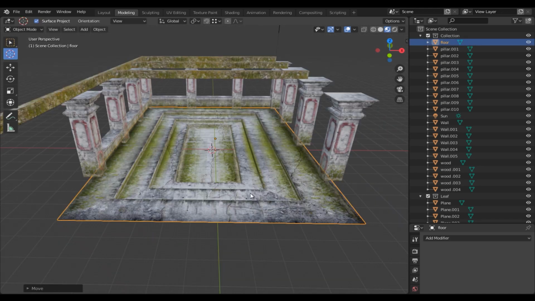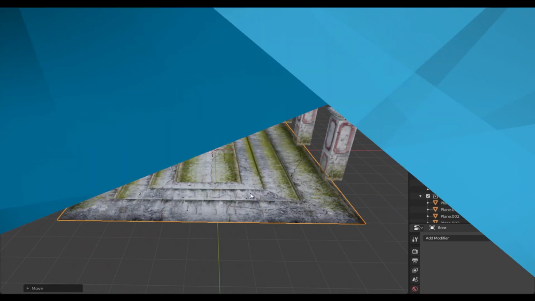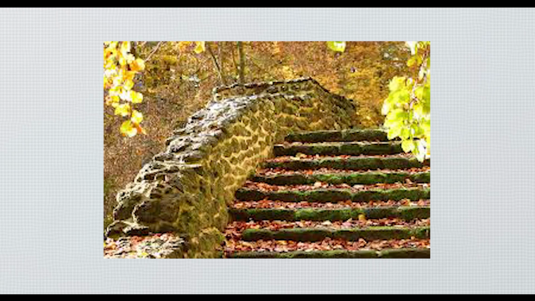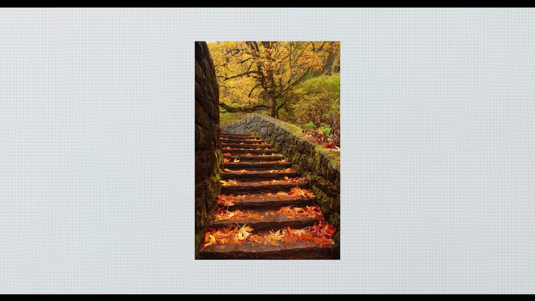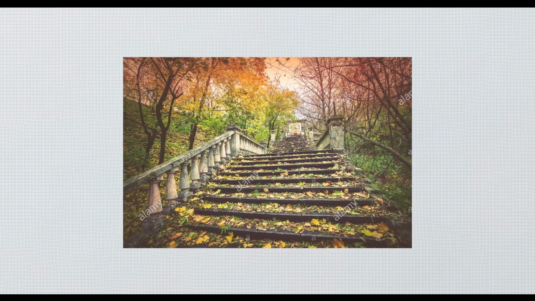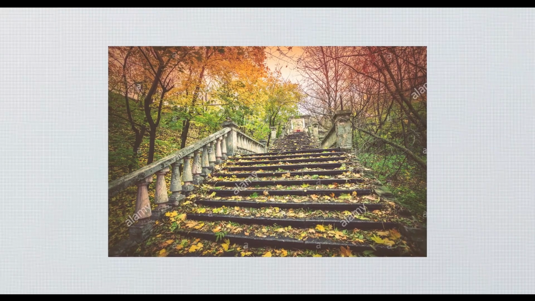Now scatter these created leaves over the surface of the floor. Here I would like to show some reference images which I downloaded from Google. Have a look at these images. It shows how fallen leaves will appear on stair surfaces. We need to adapt the same thing in our scene.